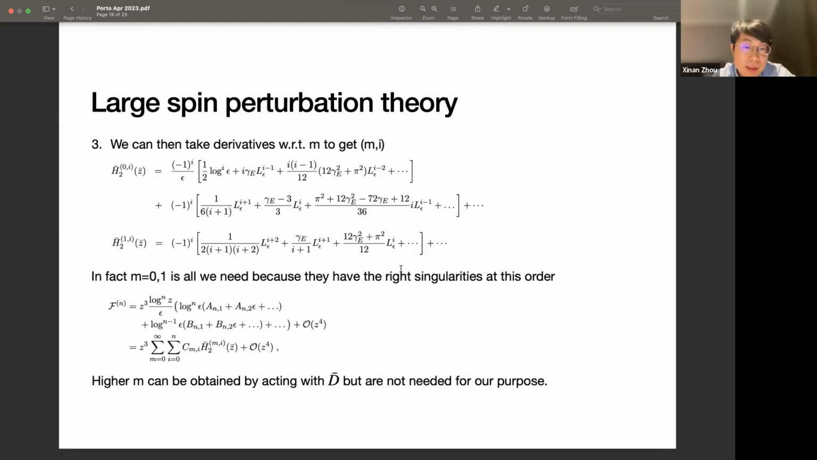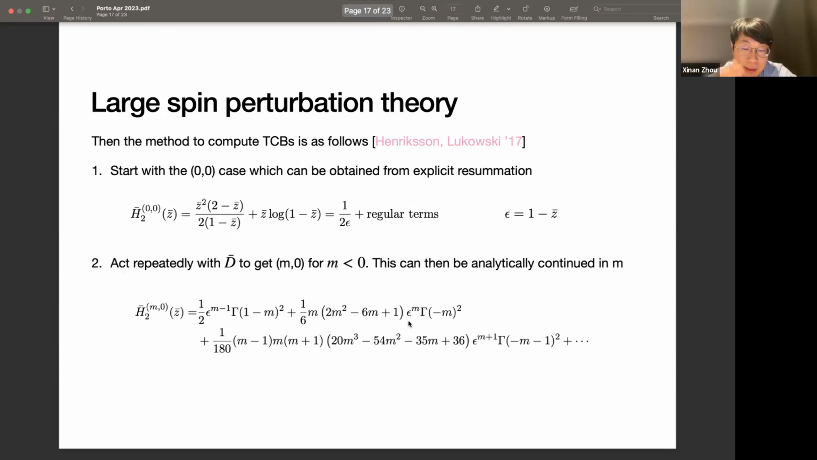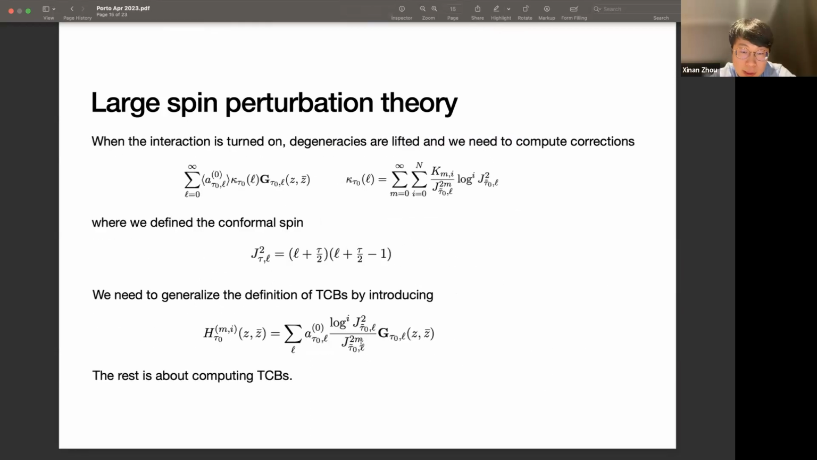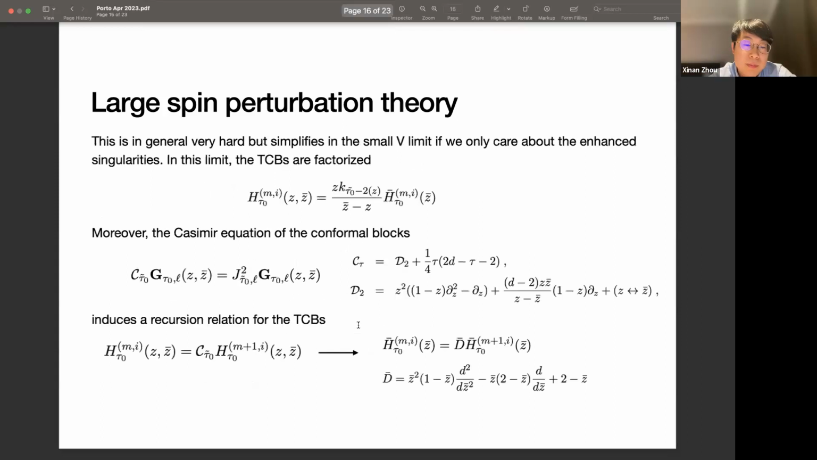Now, the third step is, after you have this formula for general m, you can now take a derivative with respect to m. So from the definition, if I take a derivative with respect to m, I'm going to get powers of log j squared, and that is how we can go in this direction of I away from I equals 0.